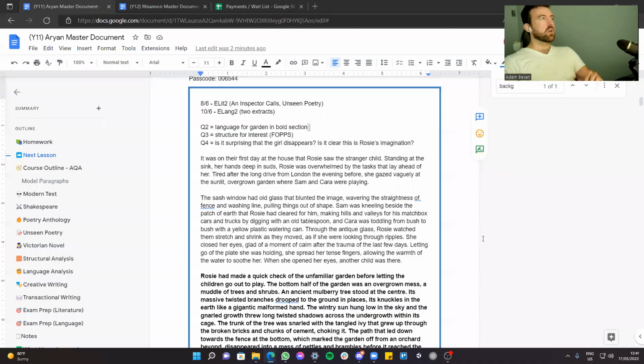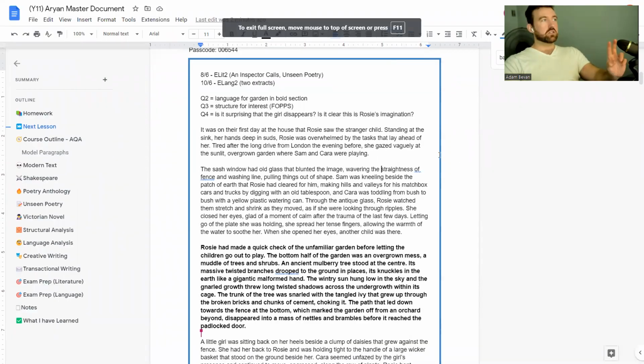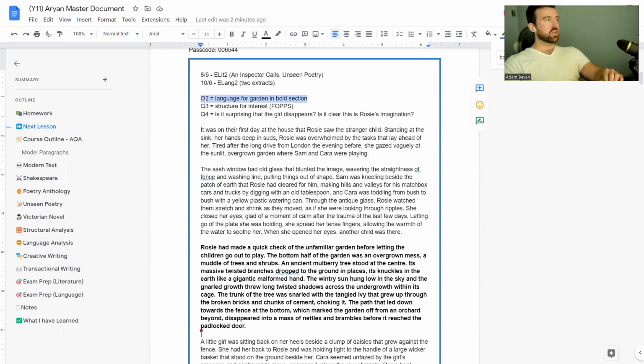Okay, we're going to go through a paper together and look at how you find quotes for question 2, 3, and 4 of English Language Paper 1 AQA. So for question 2, we're looking at how language is used to describe something. In this case, it's language used to describe the garden.